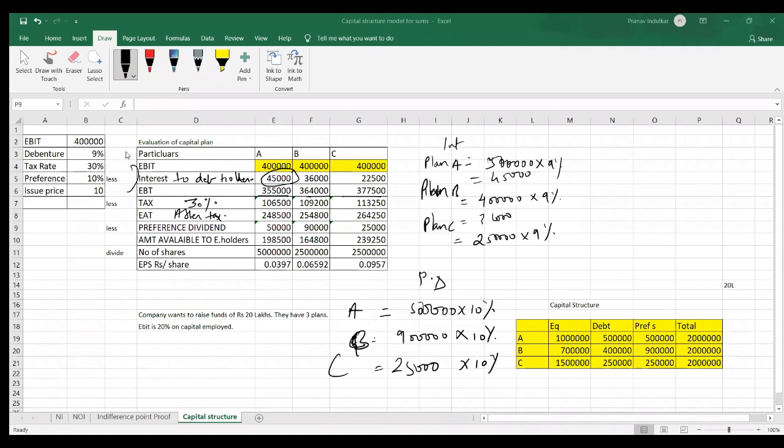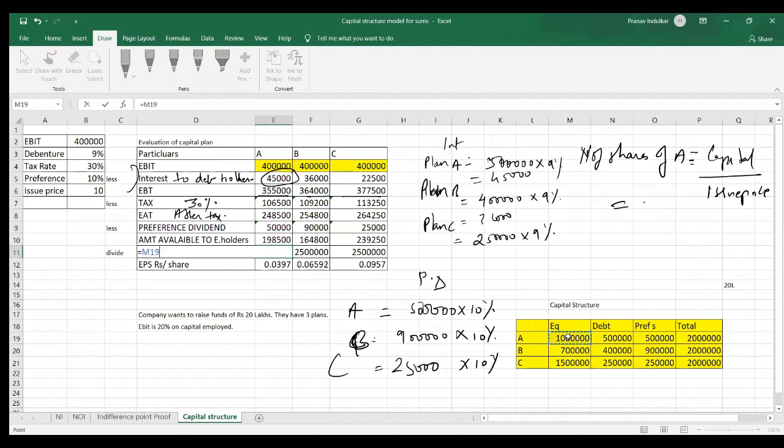So number of shares will be issued how much? Number of shares of A will be how much? 1 lakh. कैसे किया? कैपिटल डिवाइडेड बाय इशू प्राइस, फॉर्मूला बना के किया. तो ए का कितना आएगा? 1 लाख आएगा. सो सिंपल इज इक्वल टू इक्विटी कैपिटल डिवाइडेड बाय इशू प्राइस. समझ में आया?